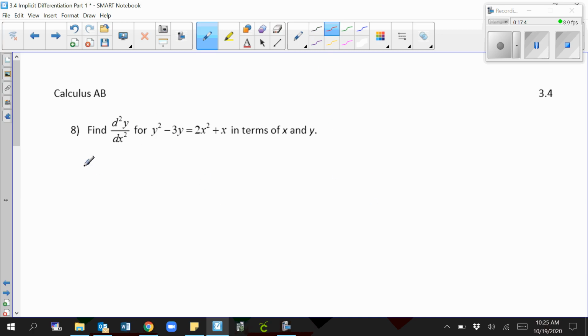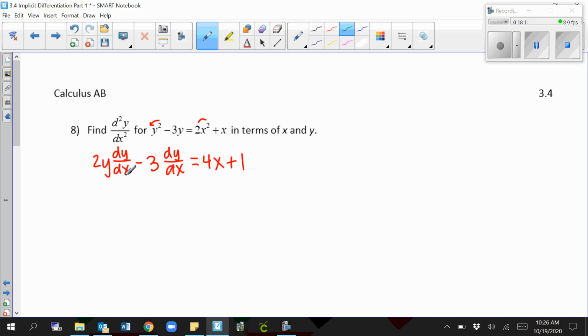If I've got y squared, the 2 comes down in front, so I have 2y. And because it's a y, I've got to do my dy over dx. Then I've got minus 3y, so that's going to be minus 3, and then dy over dx, because that part had a y in it, and I took the derivative of that y. And it's going to equal, the 2 comes down here, so I'm going to have 4x plus, and the derivative of x is 1.